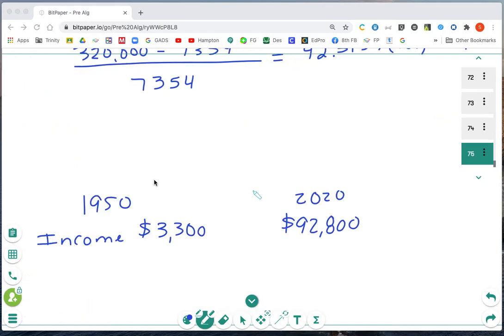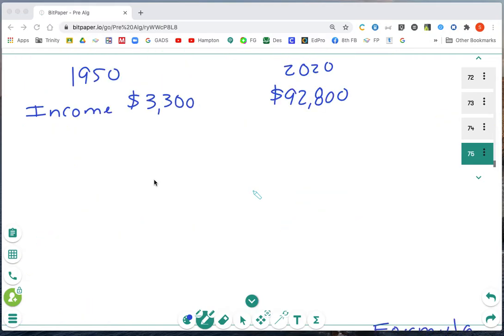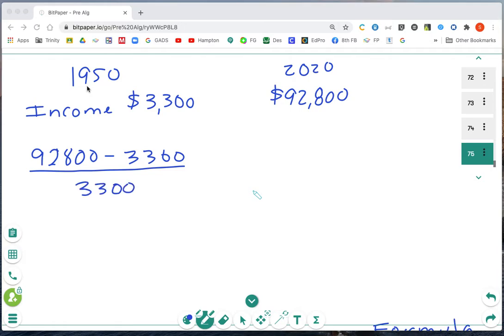All right, let's do income. We're looking for the percent of change of income. Just looking at the income, we know this is an increase because we went from 3,300 to 92,800. This is the average income for 2020 and the average income for 1950. So we're going to take 92,800 minus 3,300, and then divide by 3,300.